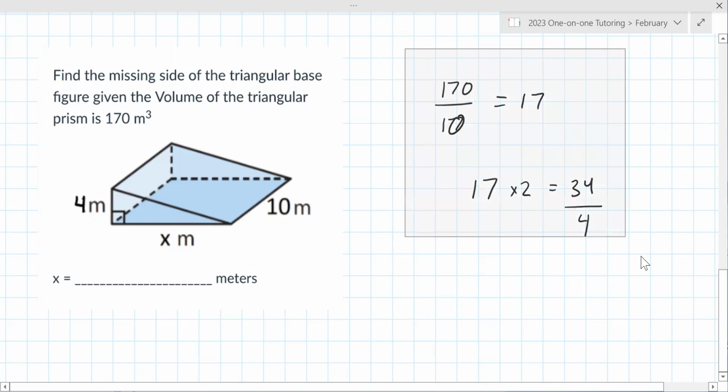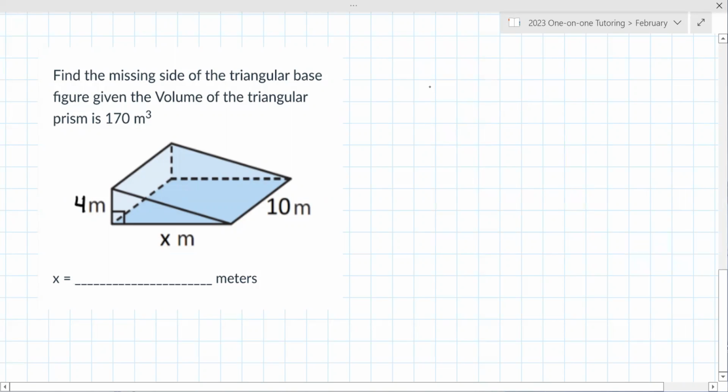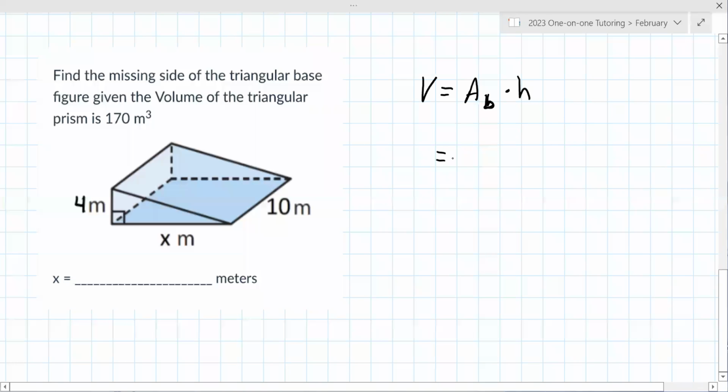Now, let me show you how I would prefer you to do this problem. Volume is the area of the base times the height. The best and the brightest in math, physics, and engineering always start with the governing equation. This is the governing equation. The base is a triangle, one half base times height.